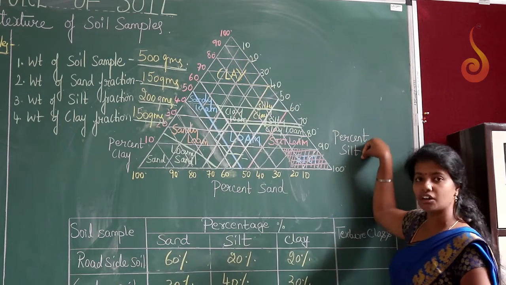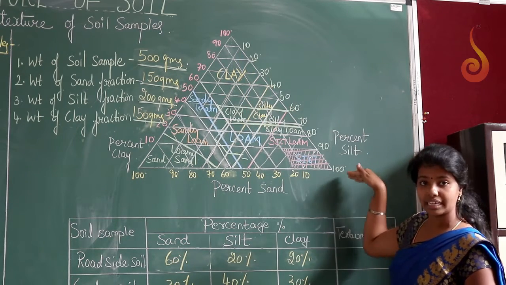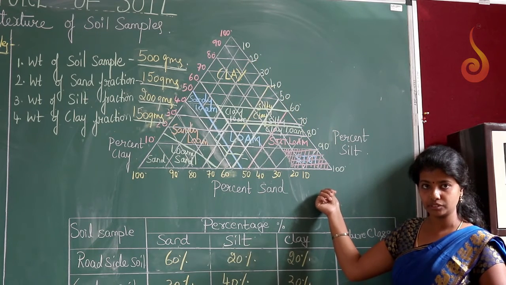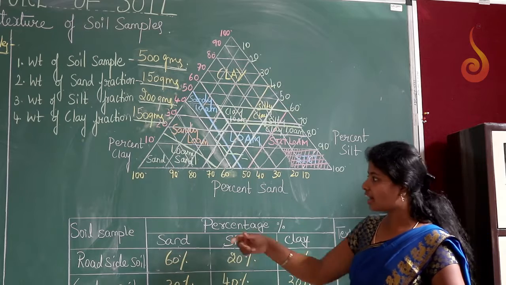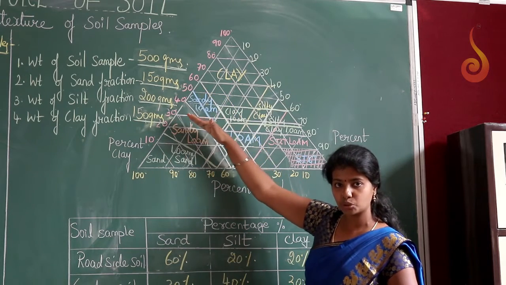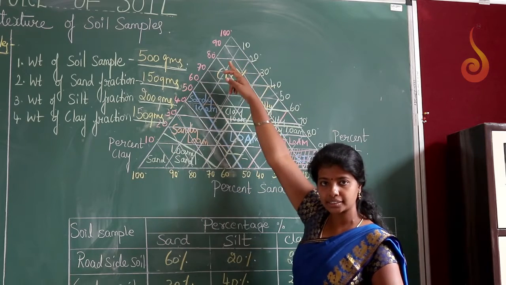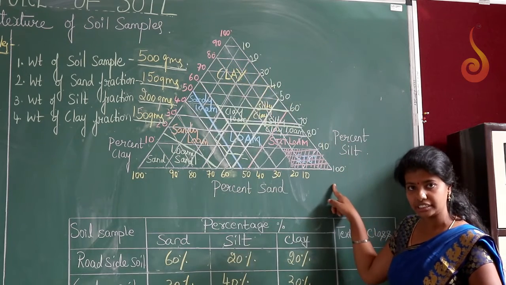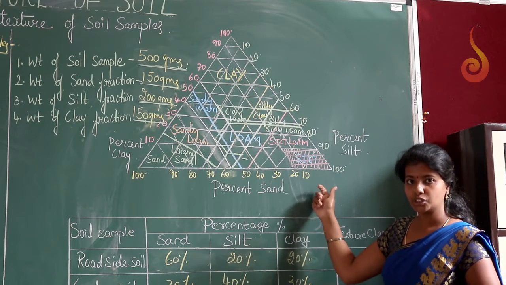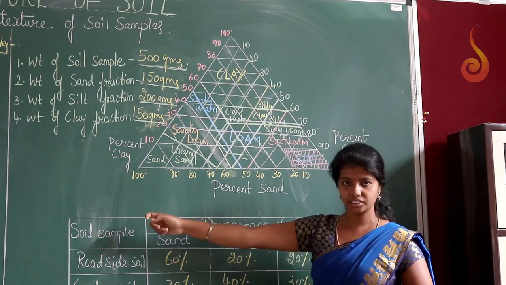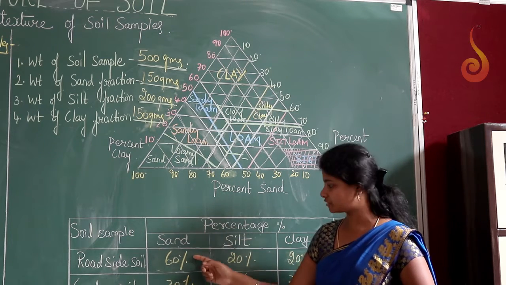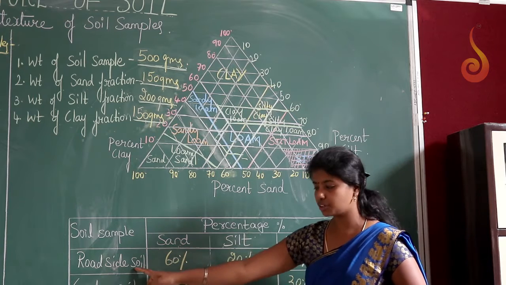In case of percent of silt, we will come down. That means from the apex of the triangle to the base of the triangle. So I repeat, while we are numbering the percentage of clay, we have to go from base to the apex. Numbering the percent of silt, we have to come down, that is from apex to the base. So here there are values for percentages 10 to 100. Now we have determined the percentage of sand, silt and clay in the roadside soil.